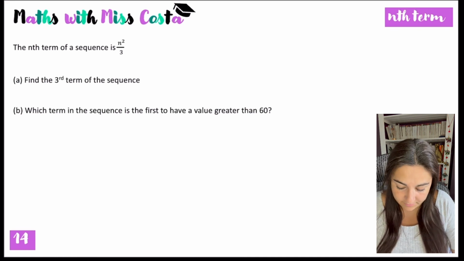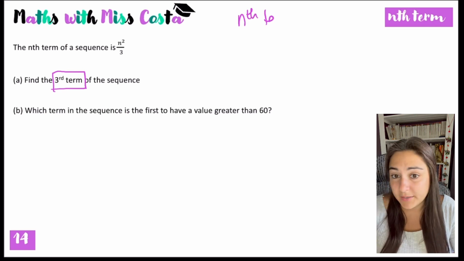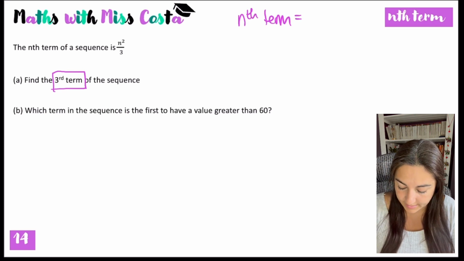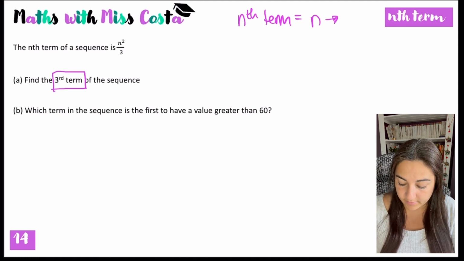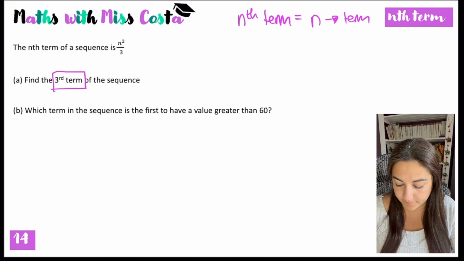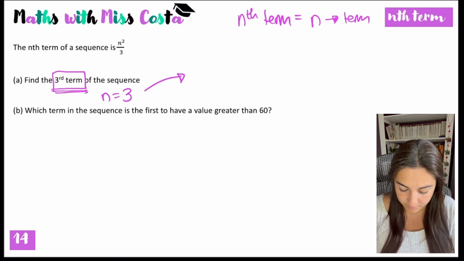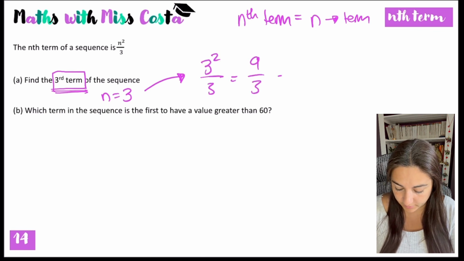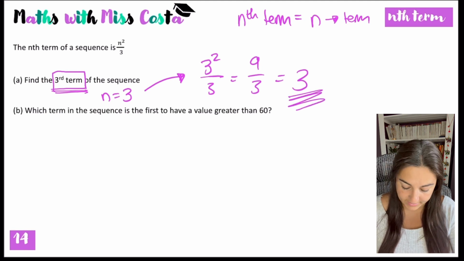And then the final thing for algebra is just another way of using the nth term. So we've been told that the nth term of a sequence is n squared over 3. Find the third term. The nth term is a formula for working out any term, so n represents the term. In this case, we're trying to find the third term, so n would be 3. All I do is substitute that into my formula. 3 squared over 3, that would be 9 over 3, which is 3. So the third term is 3.